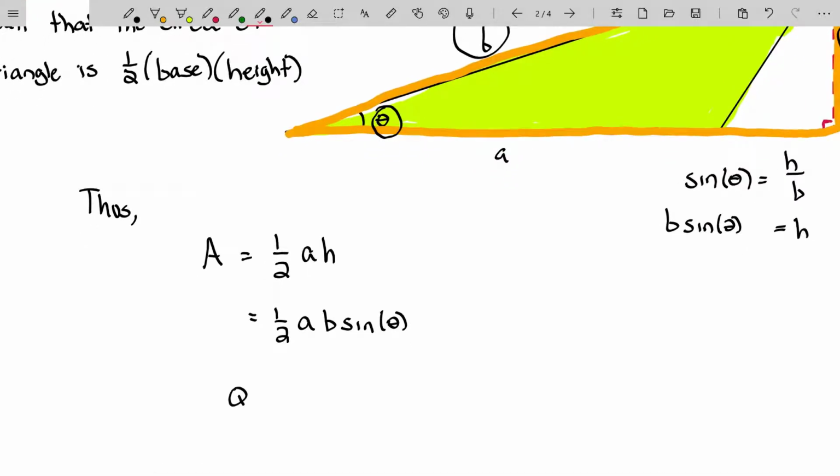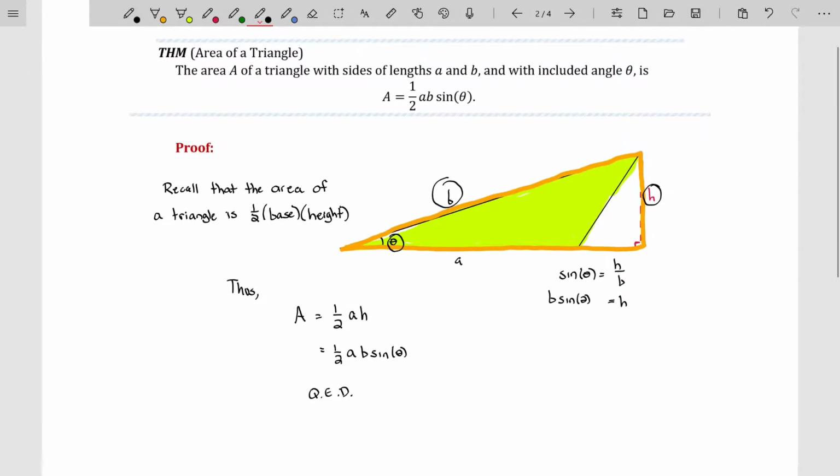And that's it. That's the proof. QED, we're done. There's no other thing there that we need to do. We've proven that the area is 1/2 AB sine of theta. Now we just need to actually use this theorem. It's a really nice theorem to use, actually.